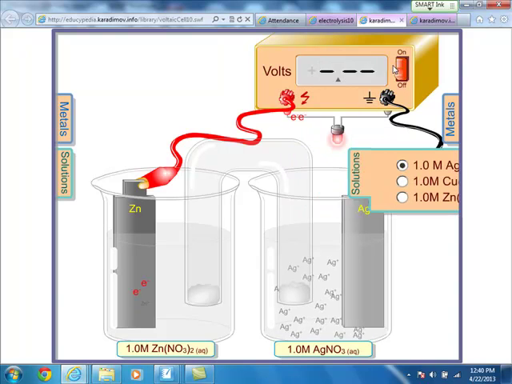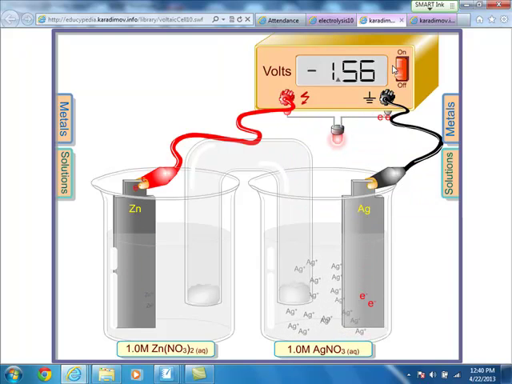Okay, whatever. So where are those silver ions going? They're going into the, so aren't they depositing onto that piece of silver? Yes. So what would happen to the mass of the silver? It'll increase. What's happening to the mass of the zinc? It will decrease.